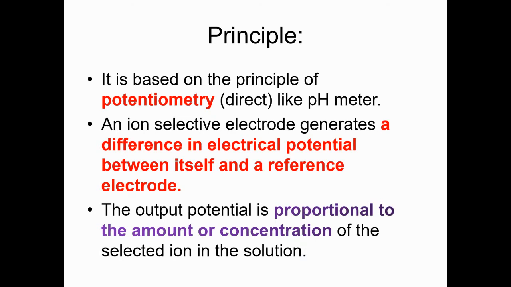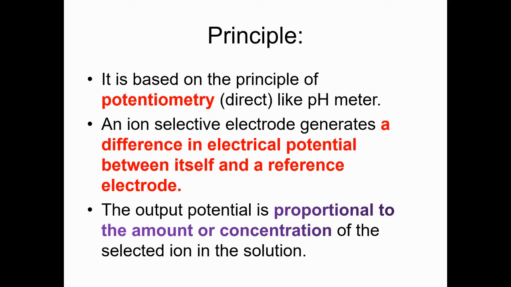So this is an ion selective electrode. What is the use of it? This one will generate a difference in electrical potential between itself and a reference electrode. So there will be a difference in electrical potential between this electrode and a reference electrode. This is the use of the ion selective electrode.